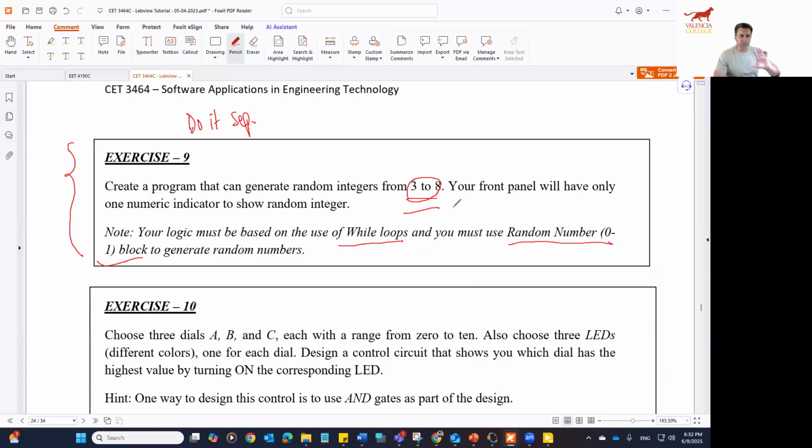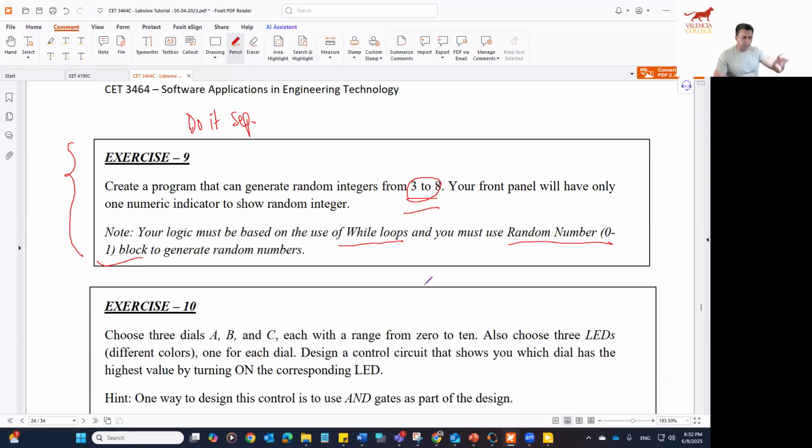As long as the condition is not met, that the generated integer, not number, integer, is not between 3 and 8, you will have to keep running the while loop. So each time the loop runs, a new number will be generated. So in this case, it has to be inside the while loop.